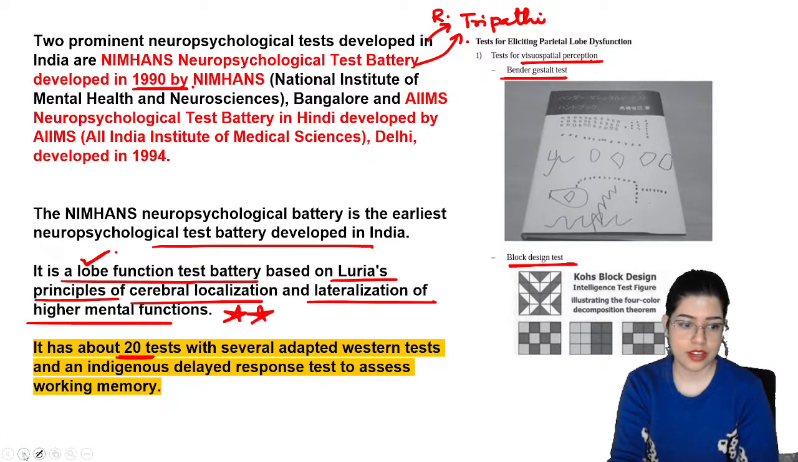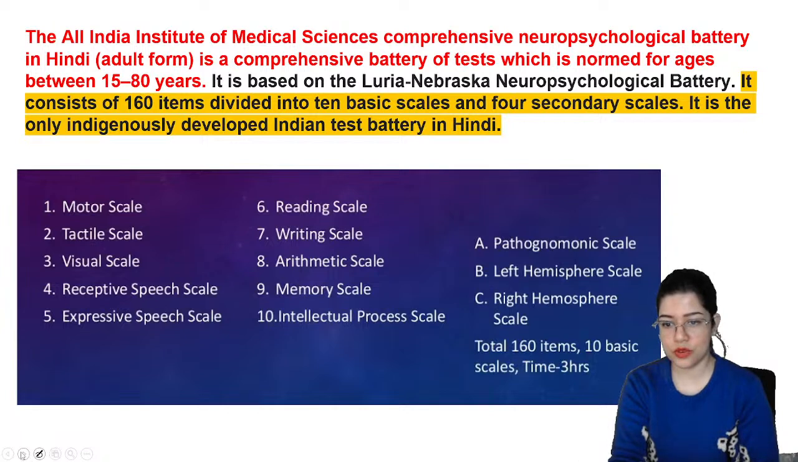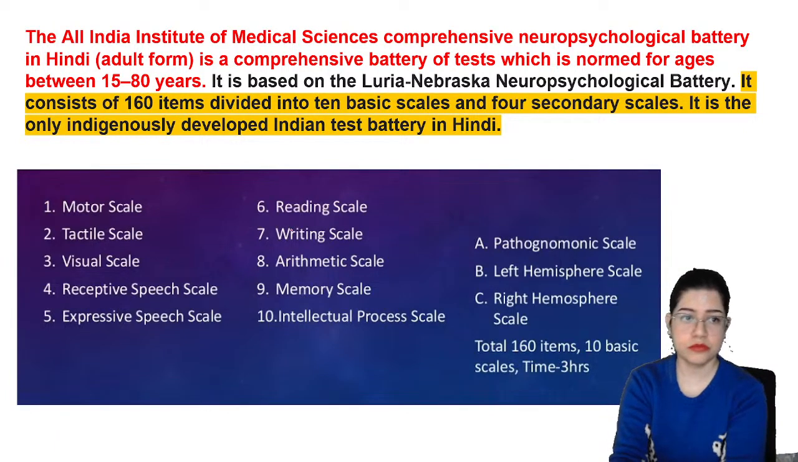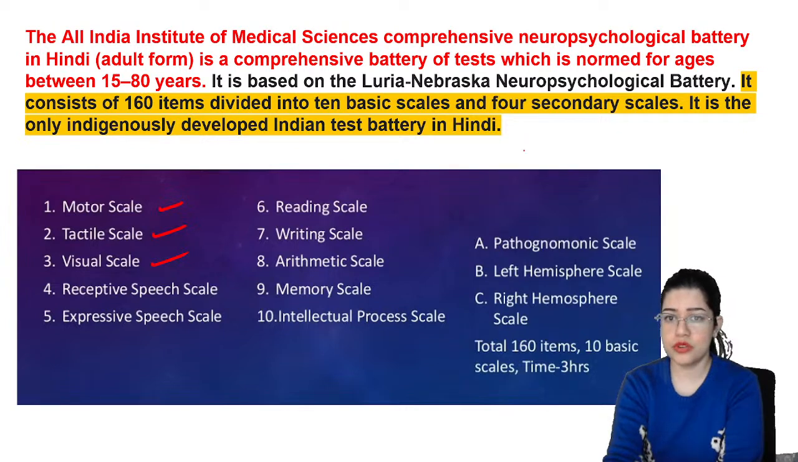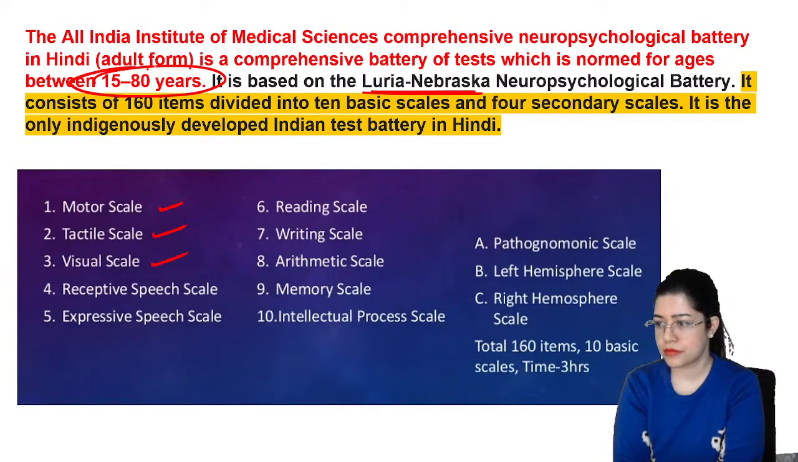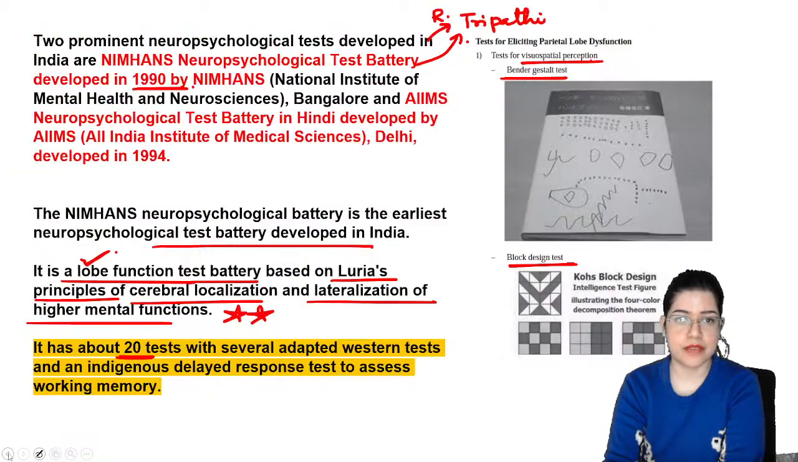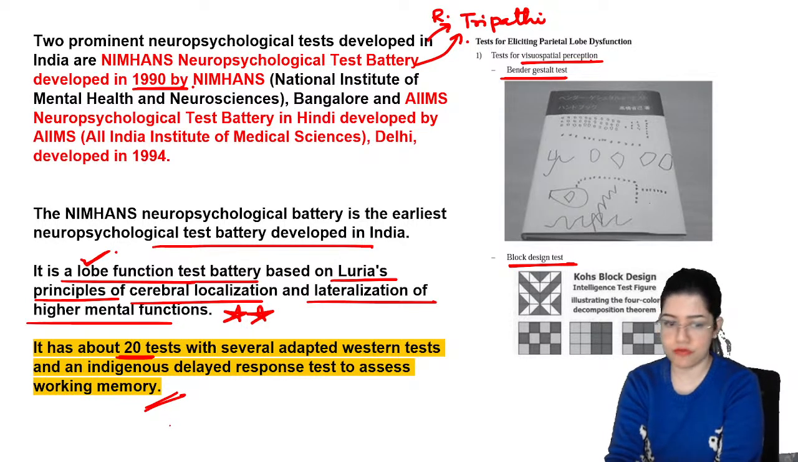Okay. All right. Wonderful. What all is included here? Let's try to understand. Motor scales are there, tactile scales are there, visual scales are there, receptive, just like the Luria Nebraska. You see, this is based on Luria Nebraska, right? And the age range is 15 to 80 years. This is AIMS. Sorry. This is AIMS. This is not Nimhans. Nimhans is so much only. About 20 tests and we check for lobe function.